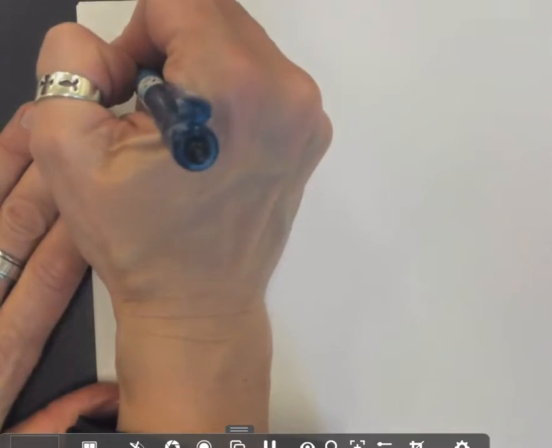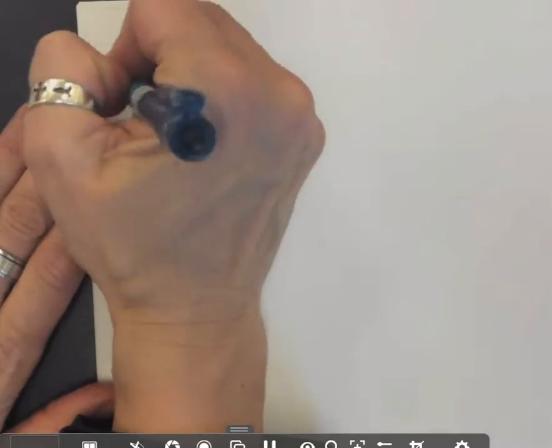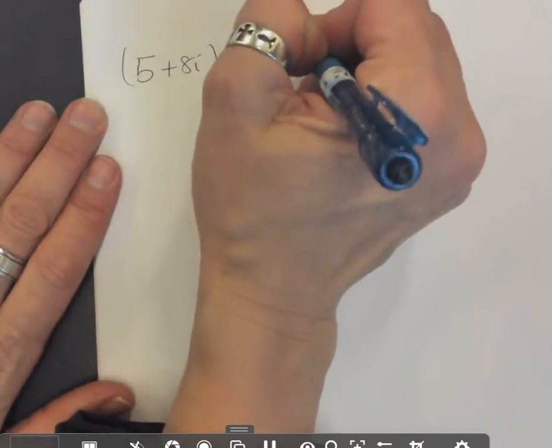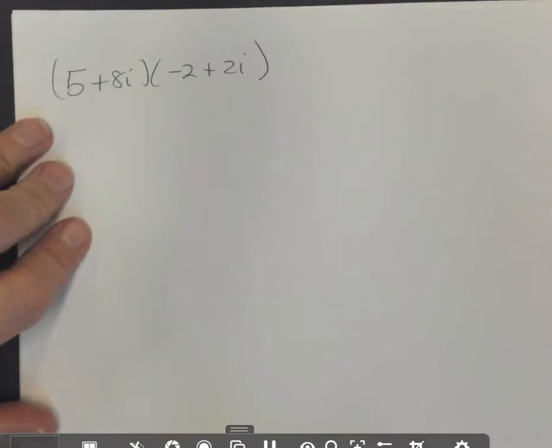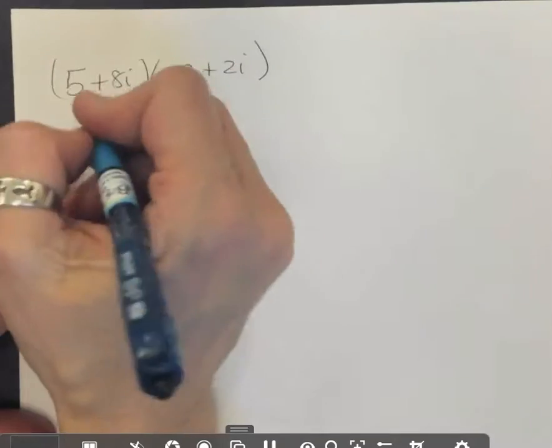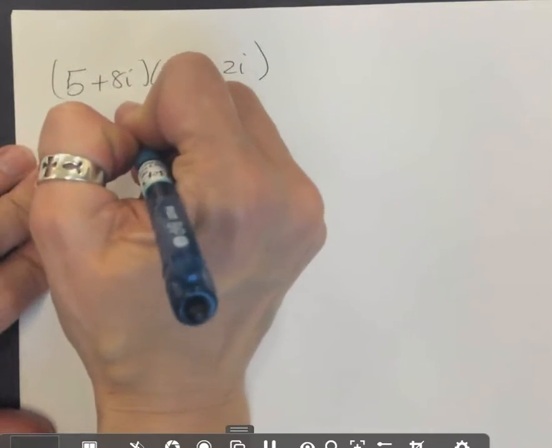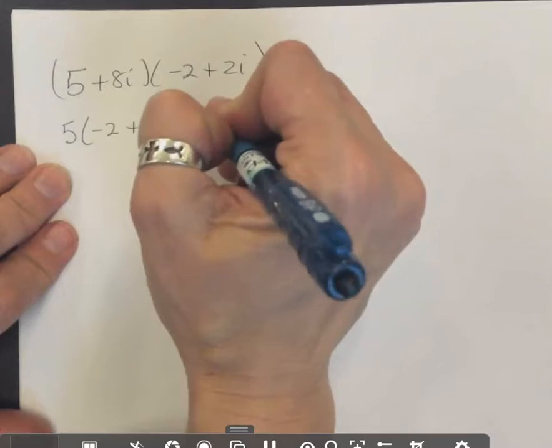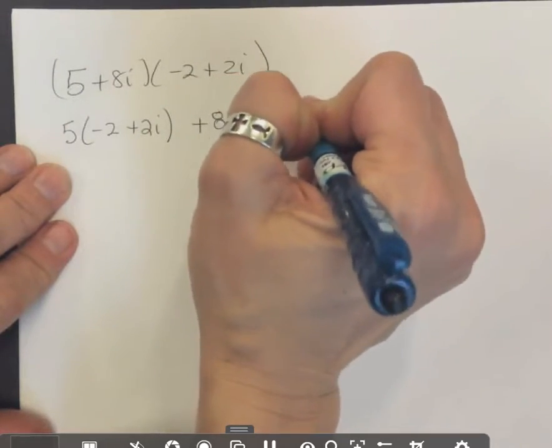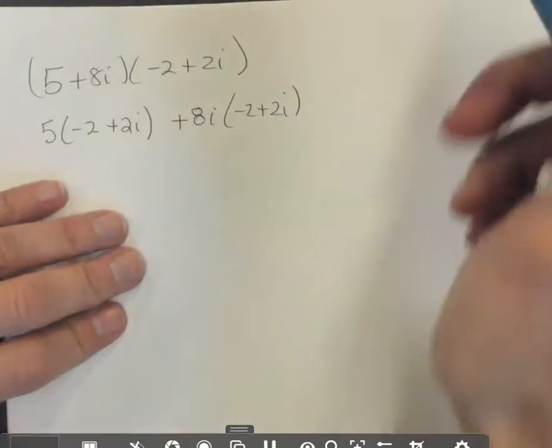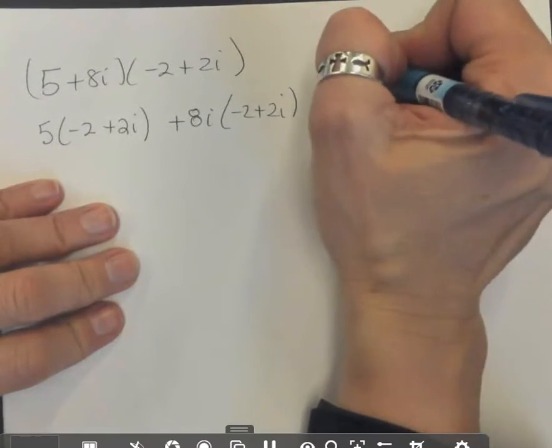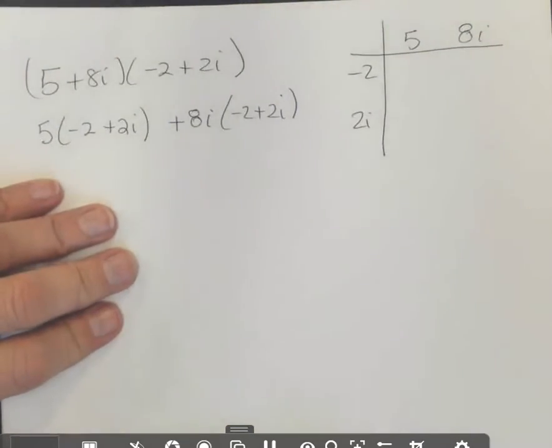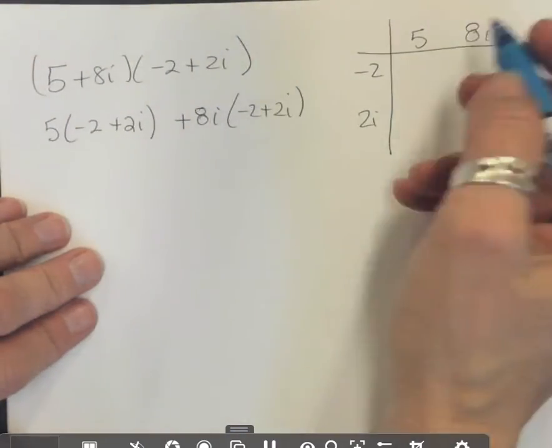I want to do one more. What if I have to multiply 5 plus 8i times negative 2 plus 2i? So those of you who are FOILers, that's what you would do here. So you could FOIL, you could use distributive property, 5 times negative 2, plus 8i times negative 2 plus 2i. And then we can multiply it out. You could use the box method. 5, 8i, negative 2, 2i. Do it that way. This is probably my favorite. I'm fastest at this one.